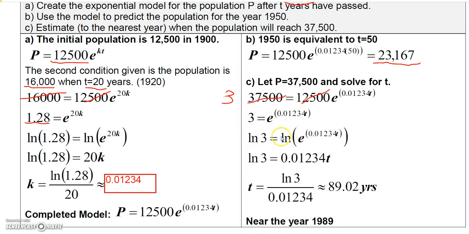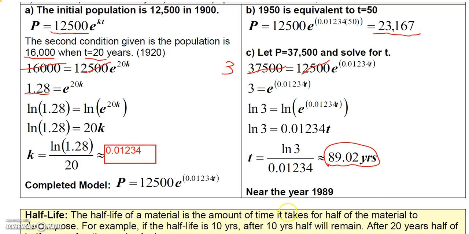So take the natural log of both sides, and on the left I get the natural log of 3, and when you take the natural log of e to this power, you just get that power, which is 0.01234 t. Then divide both sides by 0.01234, and you'll get t equals the natural log of 3 divided by 0.01234. That's a little over 89, so about 89 years. And if you count 89 years past our initial time, that gives you the year 1989. And so that's how we solve population growth problems.